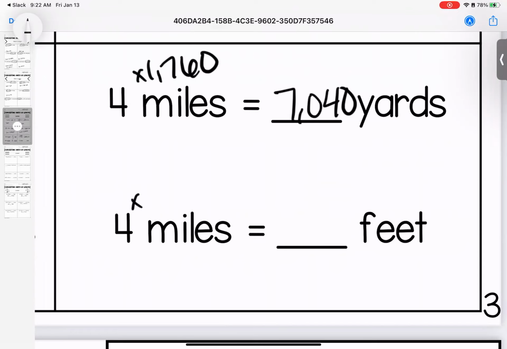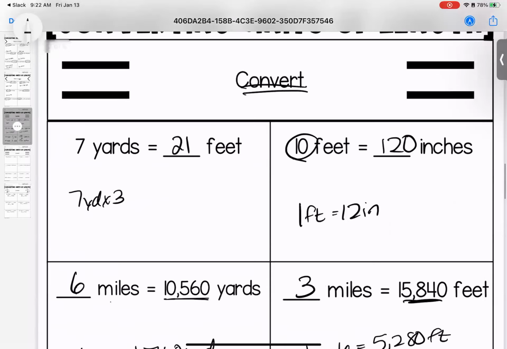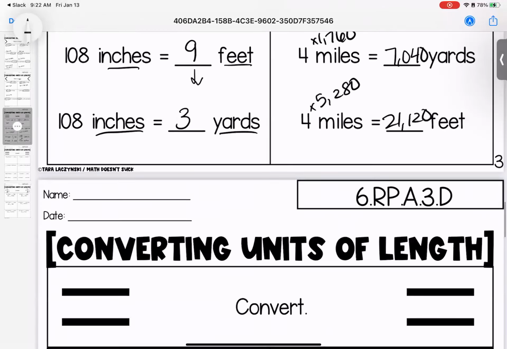Miles to feet, we're going to multiply by 5,280 feet, which is what is in a mile. And we're going to get 21,120 feet. That is the end of page 3. Any questions? Bring them to class.